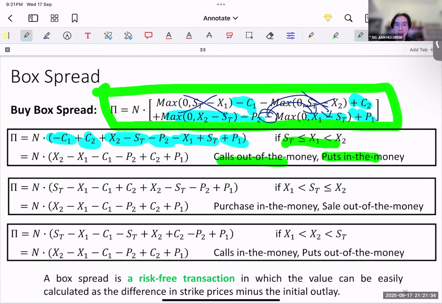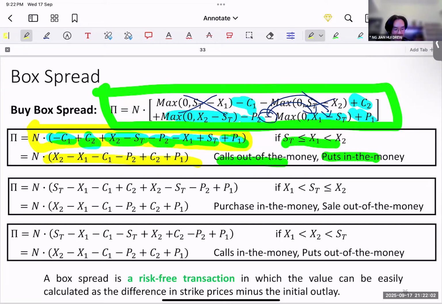Okay, so this is your payoff. Then you simplify, your final payoff will be this: X1 minus X2 minus C1 minus P2 plus C2 plus P1. So basically, I just simplify this thing here. Everyone's okay with this? The first payoff when ST is less than X1, X2. Correct, I believe so. Okay.